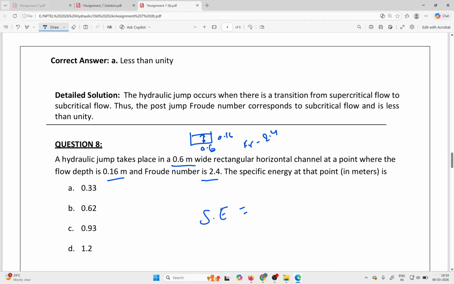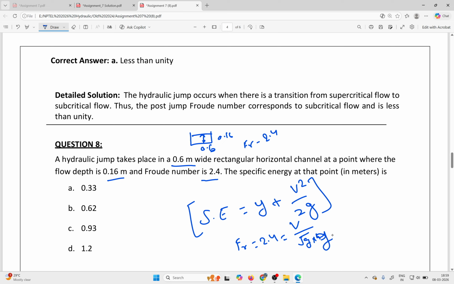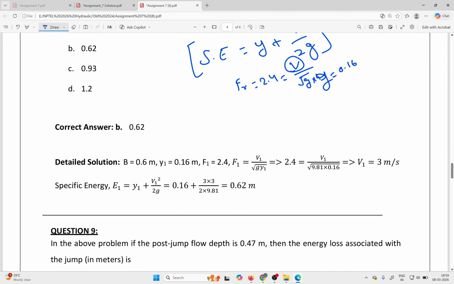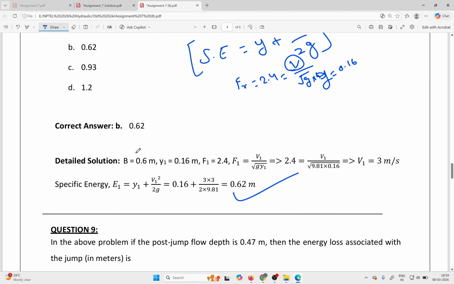So we will calculate the specific energy as y plus v square by 2g, where y is already given as 0.16. How will we calculate the V? If you know the Froude number, that is 2.4, very easily you can calculate V, Froude number equals V by root of g into D, and this is a rectangular horizontal channel, so D is y, so you can put 0.16. From here you can calculate the velocity. Once you put it here, you will get the answer. Very easy. So this is your 0.62 meter, your specific energy.